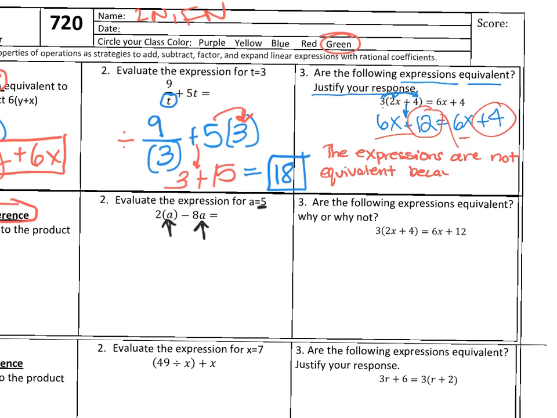And we're going to say, because 12 and 4 are not equal. Make sure you justify your response on each number 3. Now, if they're both equal, you can just say the expressions are equal, period. You don't have to justify if they're equal. You have to justify if they're not equal.